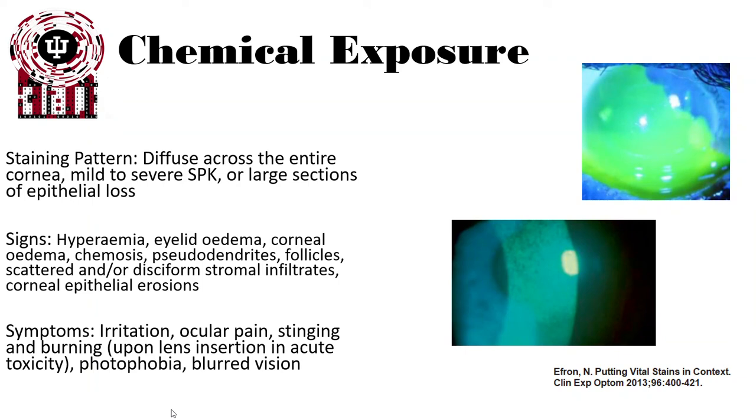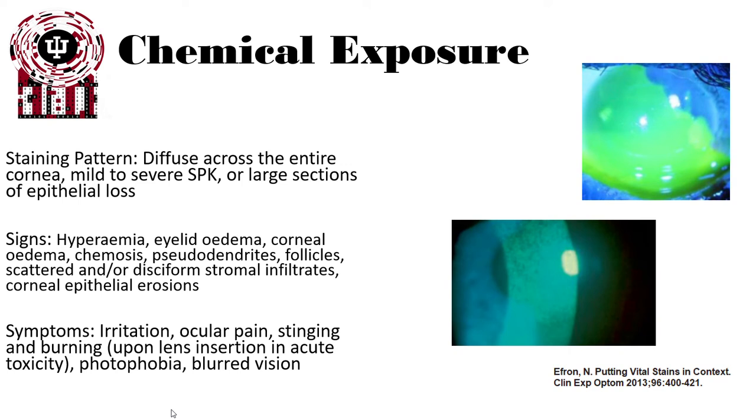Another very distinct pattern that is different from the ones we've seen so far is chemical exposure. Staining pattern is diffuse across the entire cornea. It can show mild to severe SPK or large sections of epithelial loss. In our previous examples, there were always the lids, lashes, and the contact lenses to think about, where they're protecting various parts of the cornea, so they show very distinct patterns.